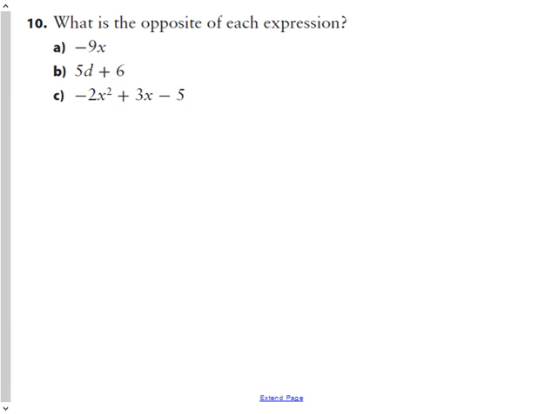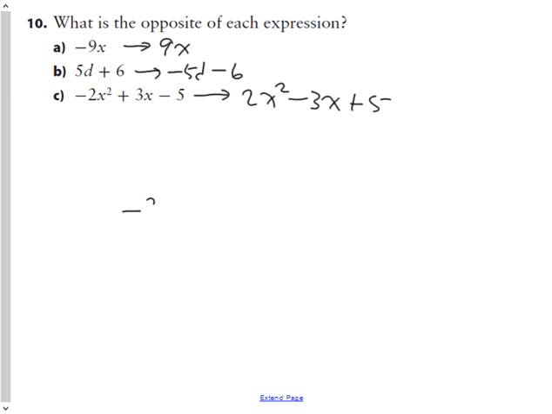Question 10, what's the opposite of each expression? So the opposite of -9x is 9x. The opposite of 5d plus 6 is -5d minus 6. And the opposite of -2x squared plus 3x minus 5 is +2x squared minus 3x plus 5.